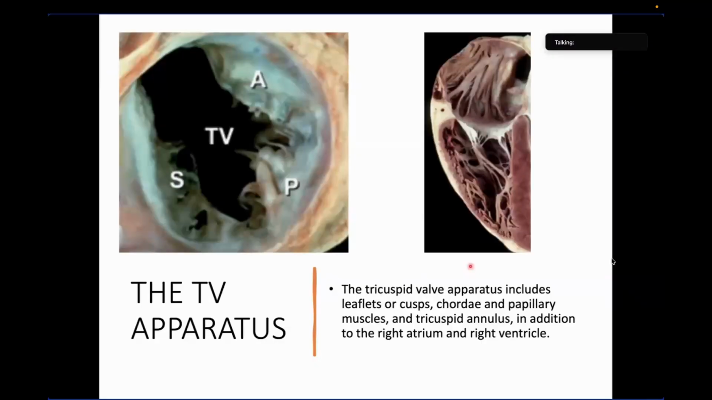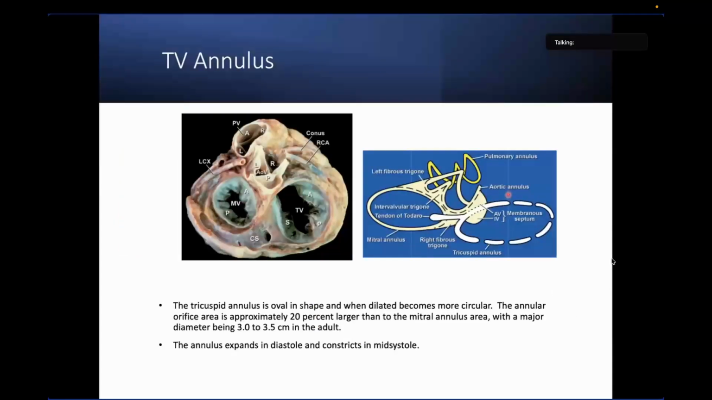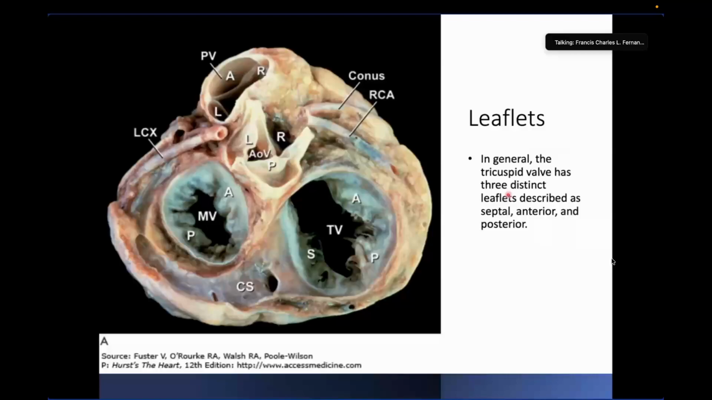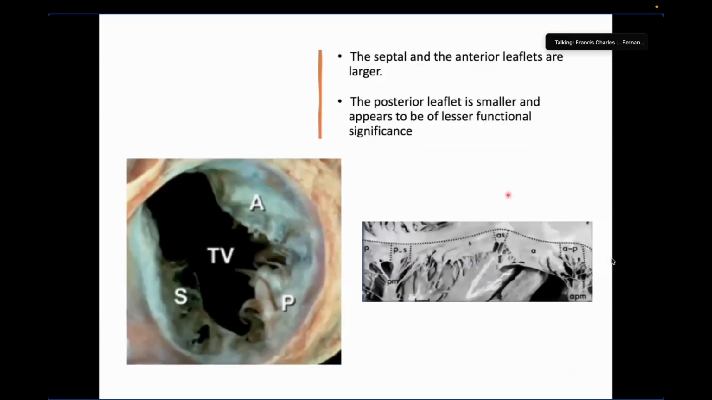Yeah. So similar, they have chordae, papillary muscles, tricuspid annulus, and in addition, the right atrium and ventricle, it has the moderator band in the right ventricle. Okay. Sige. So this I will not discuss. Okay, we discussed that already.